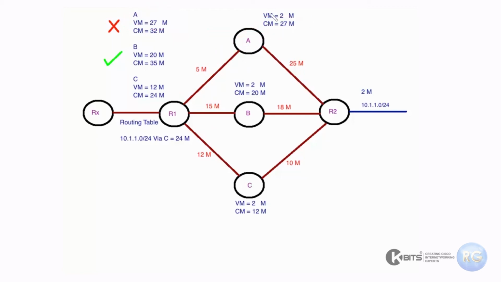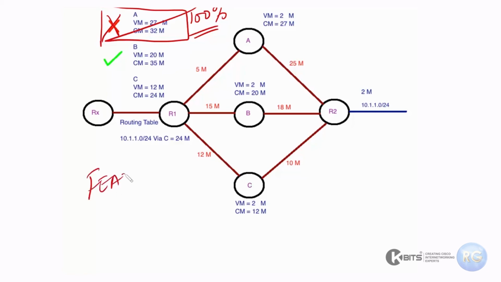So that basically means he does not meet the feasibility condition. I cannot 100% say it's loop free. So I don't meet the feasibility condition and I will take this route out of my topology table. This condition is called the feasibility condition. What does the feasibility condition say? My neighbor's cost to the destination should be better than my best cost.